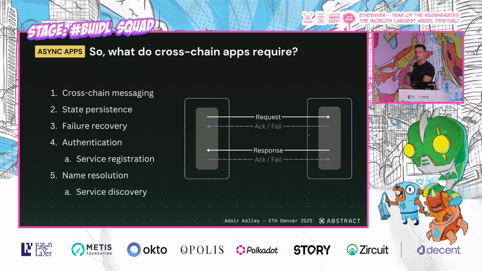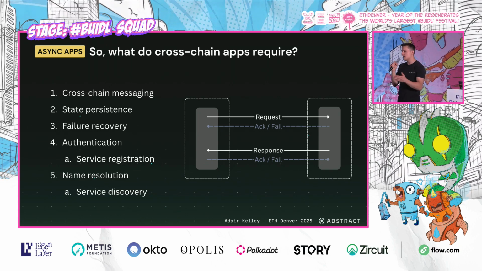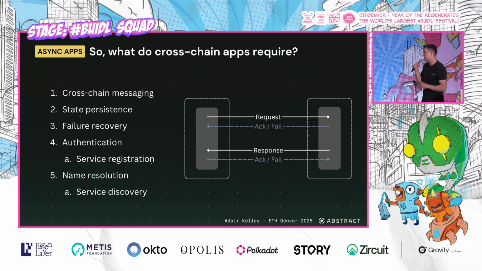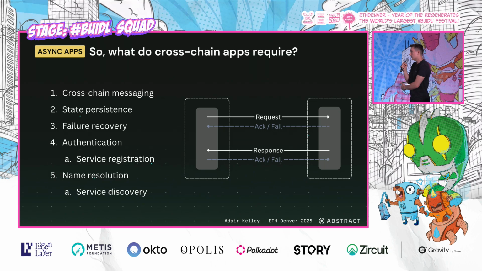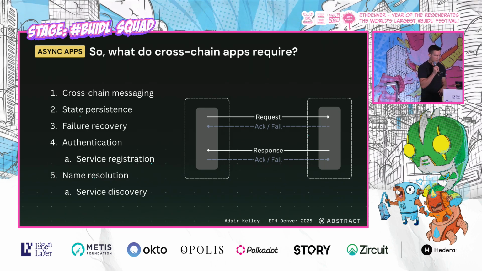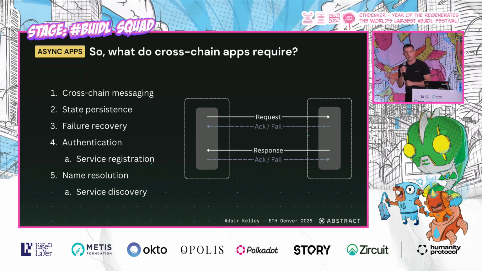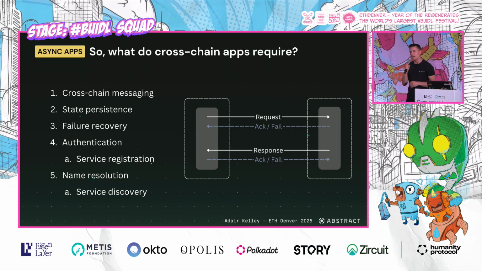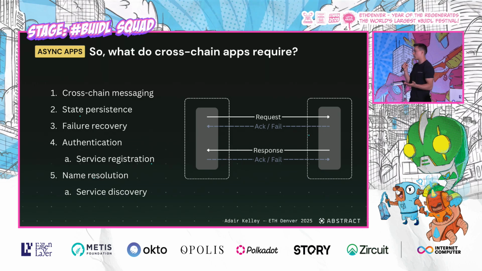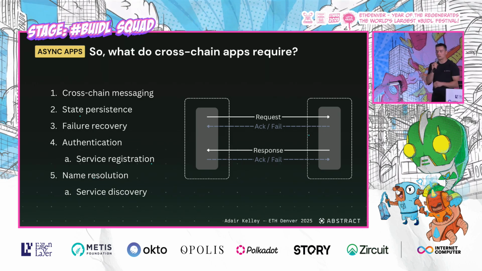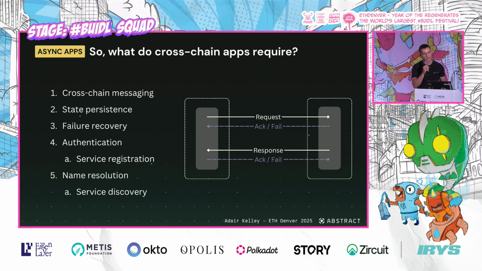So let's take a step back and think about what features cross-chain apps require. So one is they require cross-chain messaging. You have to send requests from one chain to the other, and you'll get an acknowledgement or a failure case once you send that request out. These failure cases or acknowledgements, you do also have to persist. You're developing a state machine, and it's not on one computer, so you don't have a centralized entity that can handle the state for everyone.